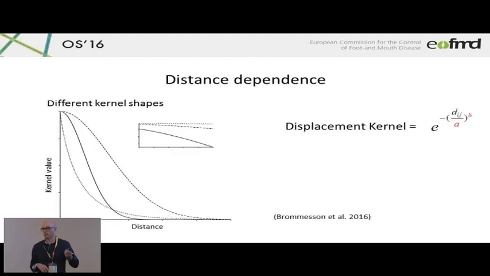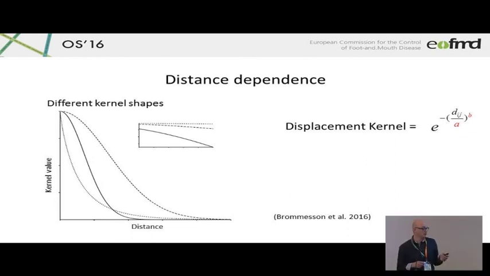The probability of a transport is distance dependent. So we use this displacement kernel, an exponentially decreasing function of d. We have the distance d between counties, and A and B are the parameters to be estimated. And in fact, we get distributions of these parameters. Here you can see different kernel shapes for 3 different values of A and B. It's a conceptual figure. Here you can see the tail of the kernel. It's just to show you the flexibility of this kind of kernel.